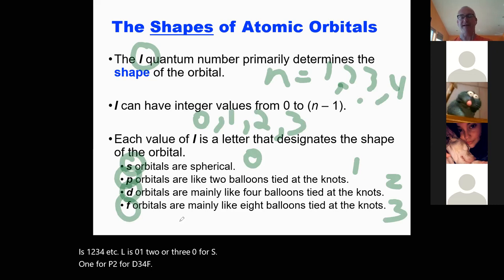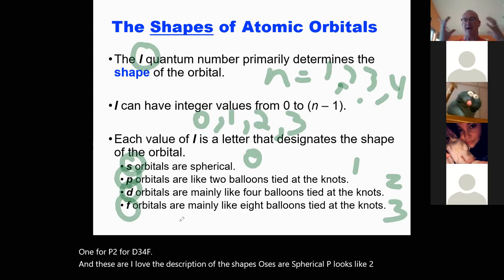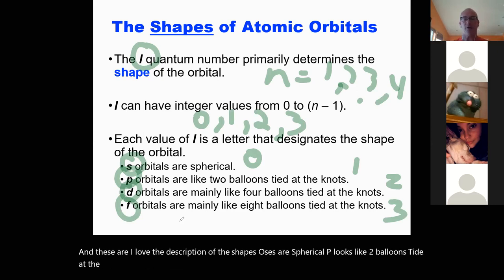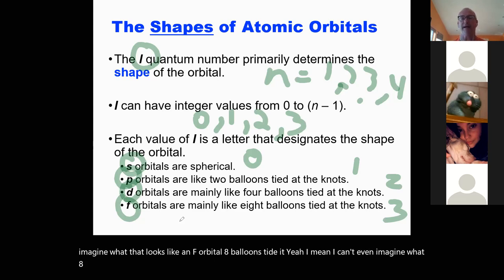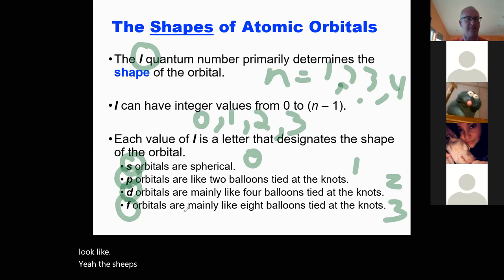And I love the description of the shapes. So S's are spherical. P looks like two balloons tied at the knots. Yeah, it kind of does. D orbitals look like four balloons tied at the knots. So kind of imagine what that looks like. And F orbitals look like eight balloons tied at the knots. I can't even imagine what eight balloons all tied at the knots would look like. But I'll show you what they look like. The shapes get kind of weird as we put more and more electrons in them.